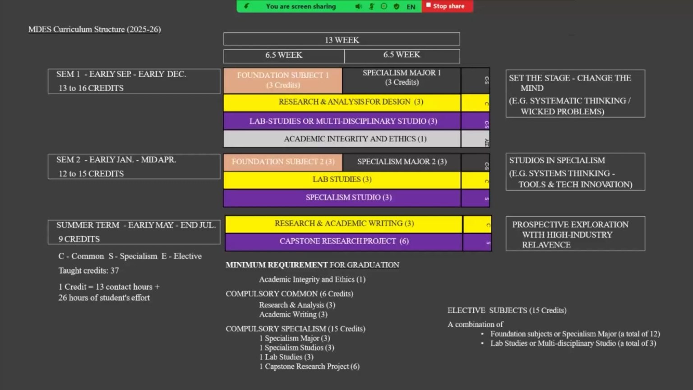So if you, from undergraduate interaction design, don't want to choose another specialism major in interaction design, you can choose something else. Then you can enrich your knowledge and draw the horizontal bar. Yeah, very good question. Any other questions? Yes, please.